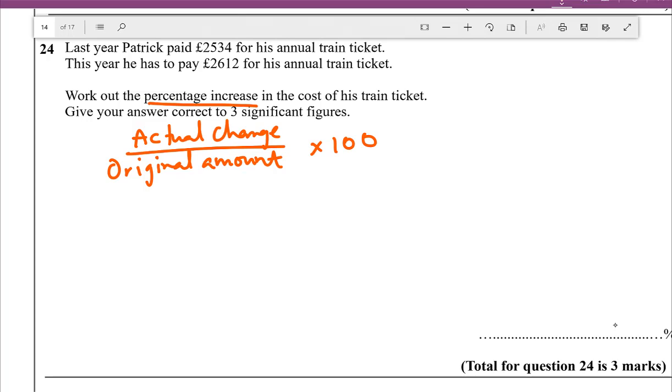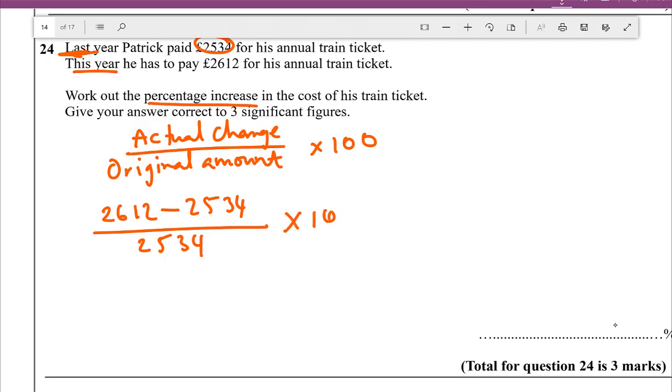Okay, so let's write down what the actual change was. We need to find the difference between the two prices. So let's write down 2,612 take away 2,534 divided by the original amount. What was the price before? Patrick paid for his annual train ticket last year, so that was the original amount, 2,534. So divided by 2,534. If you're not sure which amount it is, double check, look at the wordings, because this one says this year, this one says last year. So last year is the original amount, times it by 100.